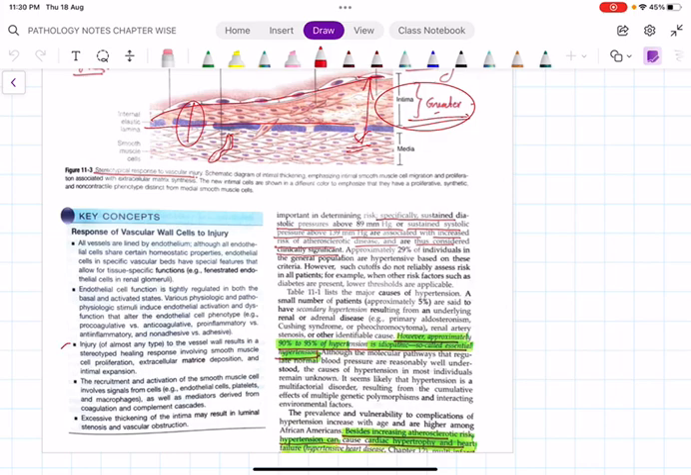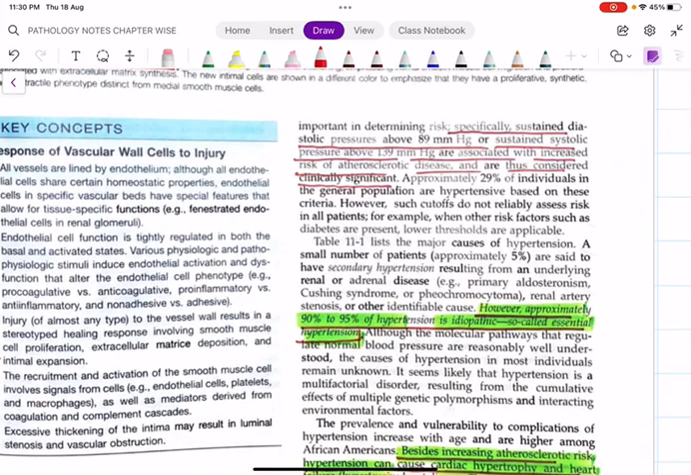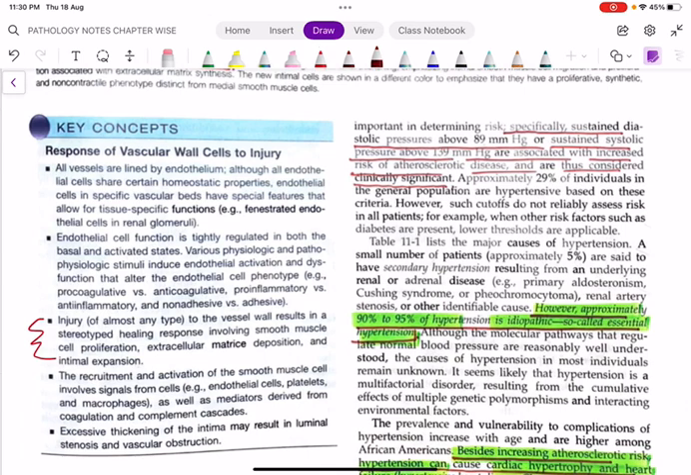Then I have told you what the stereotypical response is. What is the stereotypical response? Stereotypical response is intimal thickening to any type of vascular insult, with recruitment of smooth muscles and extracellular matrix deposition. So what happens next? What is the consequence of this intimal thickening?